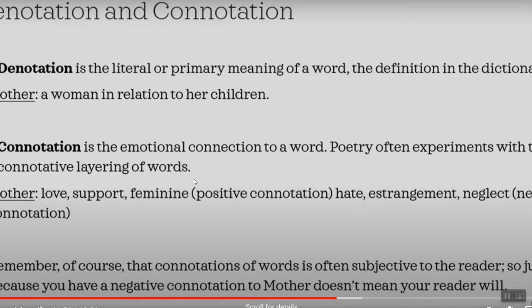But remember, poetry experiments with the layering of words. So maybe you have this loving mother, but you've also got this connotation of neglect, right? So you layer these ideas to create this very full and important meaning, these layered connotations. Just because you have a connotation to a word, however, doesn't mean that the reader will have the same connotation. So you have to be clear. You have to be certain what you're saying and not just hope that the reader will understand it.